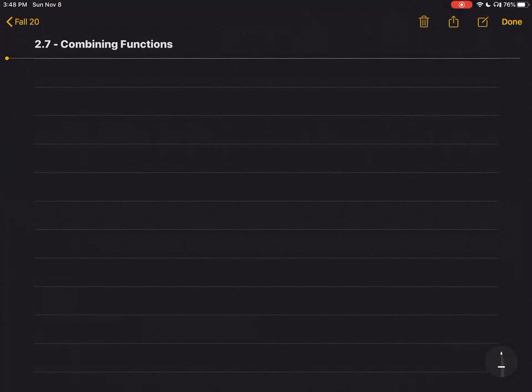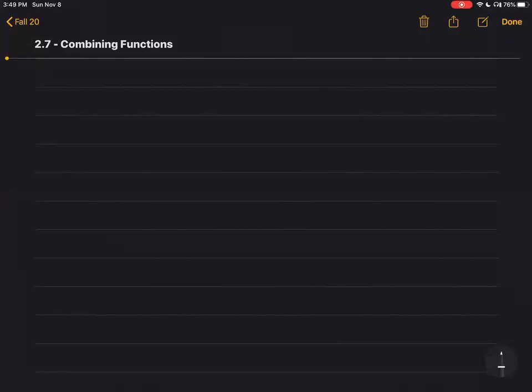Welcome to section 2.7. This one is on combining functions. So there's two main ways that we're going to combine functions in this course. The first one is combining functions algebraically, so with addition, subtraction, multiplication, division. And the other way is going to be through composition. So let's go ahead and take these one at a time.